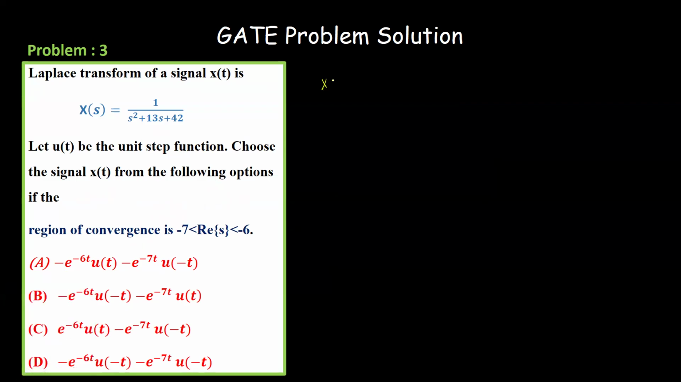So here, X of s equal to 1 by s square plus 13s plus 42. It is simplified, when we take the factors, as 1 by (s plus 6) into (s plus 7). Okay.